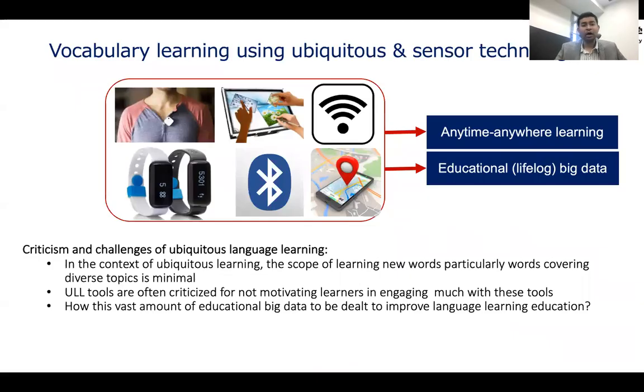We have also observed the adoption of ubiquitous and sensor technologies. It is because there are two key benefits. First of all, these sophisticated technologies give learners anytime and anywhere learning facilities. Also, these kinds of technologies let us capture different kinds of data. With that data, researchers can analyze and try to understand the learning process of language learners.